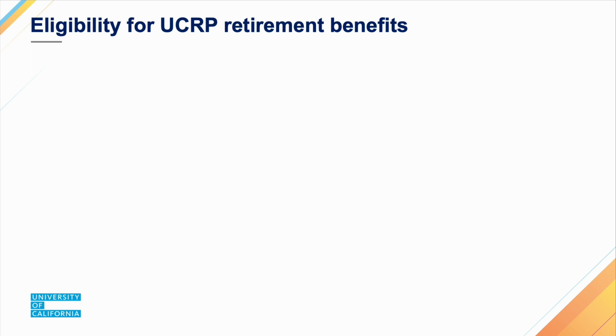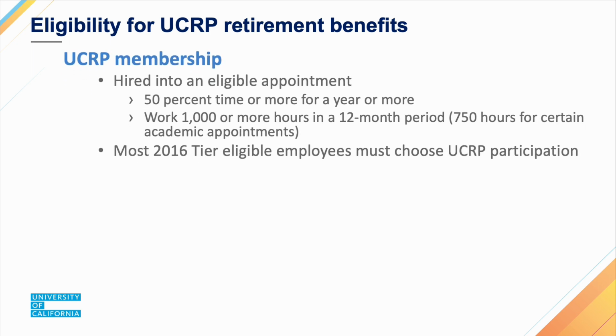Let's go ahead and look at eligibility for the UC retirement plan. Most employees become members of UCRP when they're first hired into an eligible position, which is an eligible title, an eligible employee class, at 50% time or more for a year or more. If your appointment didn't qualify initially, you can also become a member if you work 1,000 hours in a 12-month period in an eligible position, or in certain situations for academic lecturers, 750 hours.